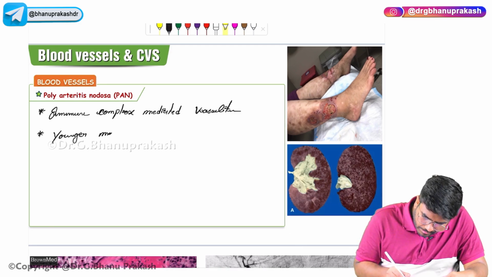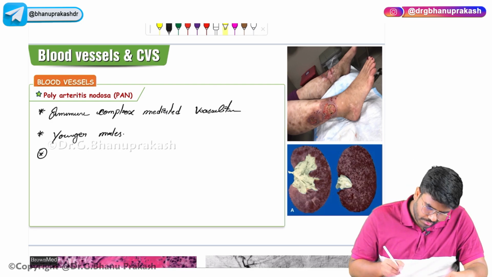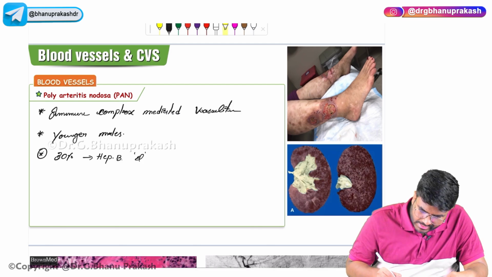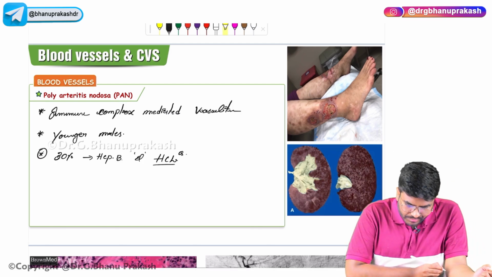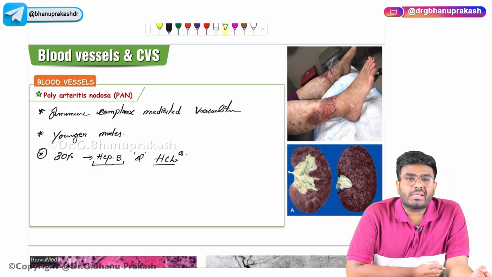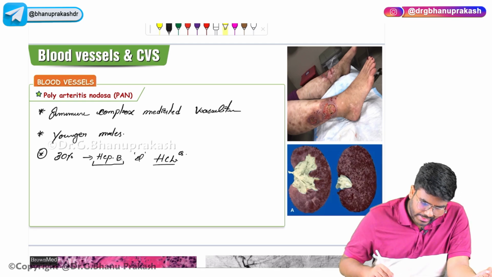And one more important point which I want you to know is that, as I have already said, 30% of the PAN cases are associated with hepatitis B, and they are also associated with one more condition called hairy cell leukemia, HCL. It's a cancer, a blood cancer. So in 30% of cases of Polyarteritis Nodosa, hepatitis B surface antigen is going to be positive, and they are also associated with a cancer called hairy cell leukemia.